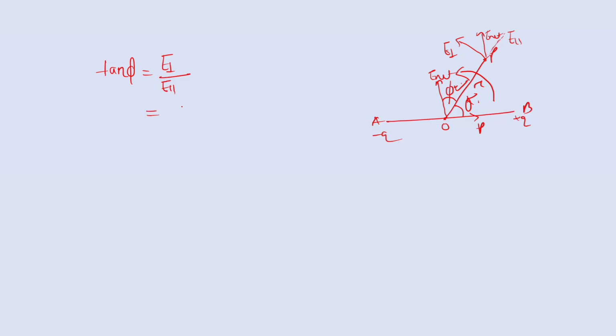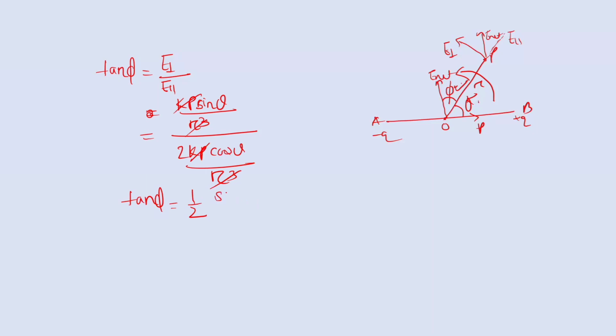So we have already calculated the values. For E perpendicular, it was kp sin theta by r cube, divided by the E parallel component, which was 2 kp cos theta by r cube. So if you see here, kp and kp get cancelled, r cube and r cube get cancelled, and you have tan phi equals 1 by 2 times sin theta by cos theta. That is giving you tan phi equals half of tan theta.